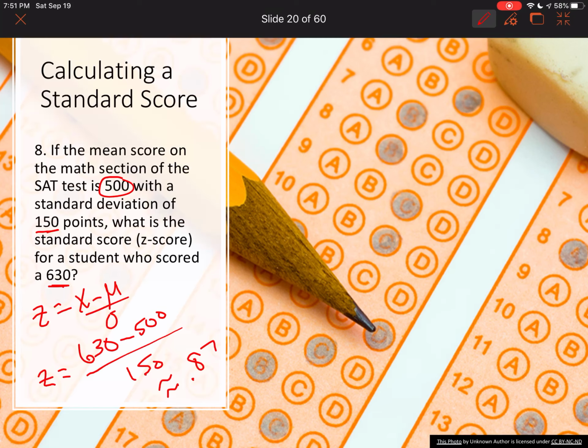So what that tells us is if you scored a 630 on the SAT, you were not quite one standard deviation above average.